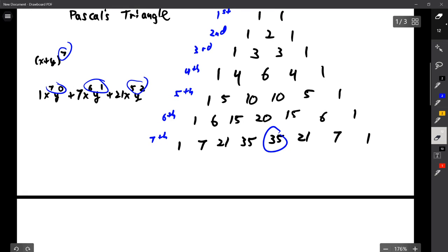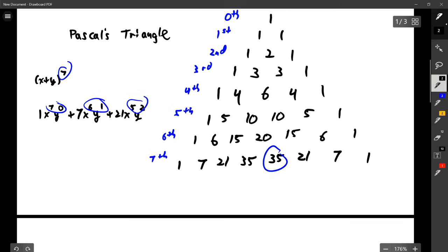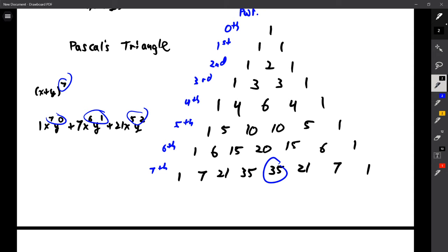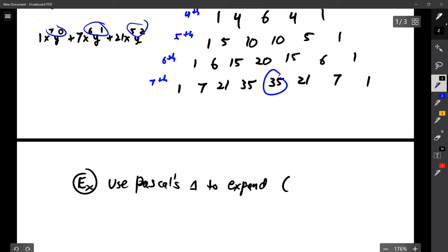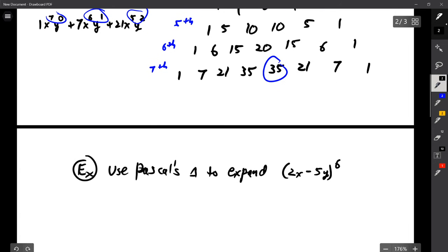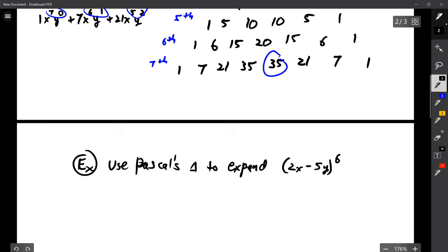Let's see. Okay. Let's do one example, though, where you have things other than just x and just y inside the parentheses. So let's say something like, use Pascal's, that should be a capital P, use Pascal's triangle to expand. And let's say we have this. What if we had 2x minus 5y to the 6th?